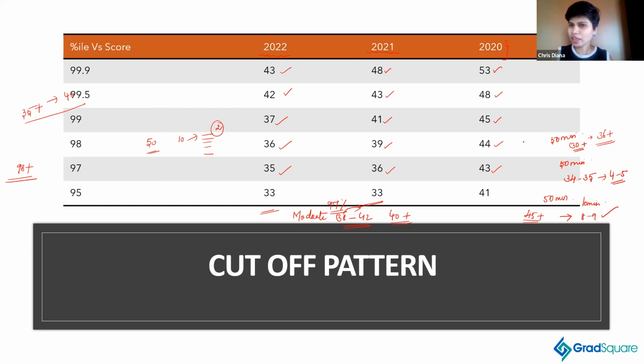After that 50-minute timeline, you check what your situation is, and accordingly you try to go ahead with the paper. Getting it? Between 45 and 50 minutes, you should keep track and check how many more questions you can maximize and then go ahead.